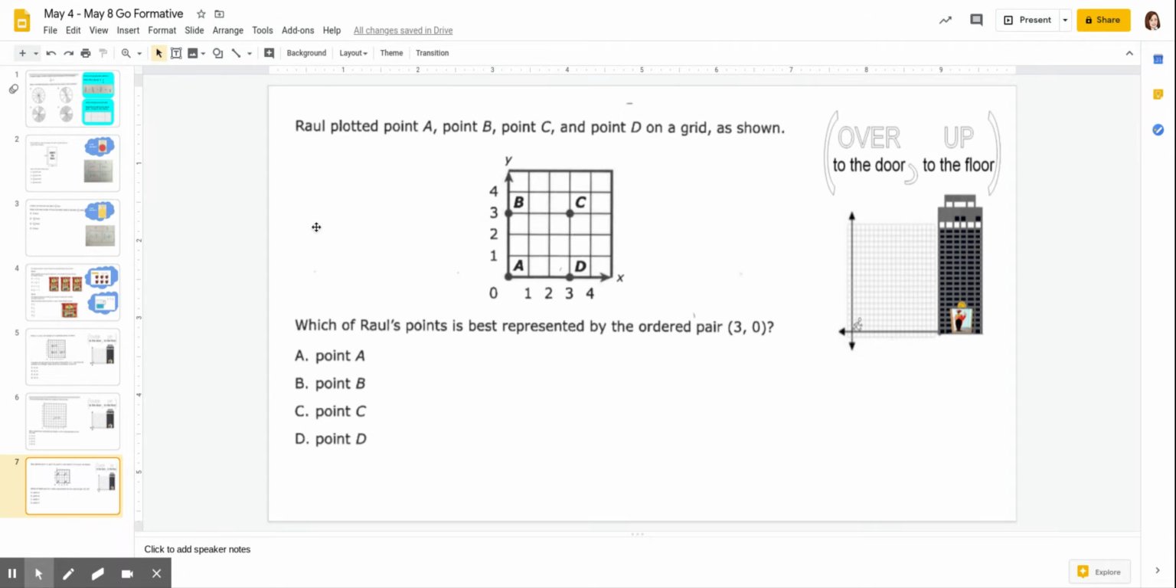Last one, Raoul plotted point A, point B, point C, and point D on a grid as shown. Which of Paul's points is best represented by the ordered pair 3, 0? So for the 3, you go over to the door. For the 0, you go up to the floor.